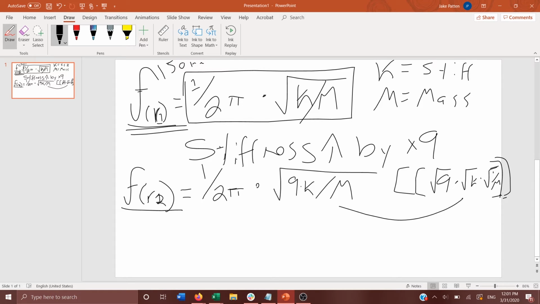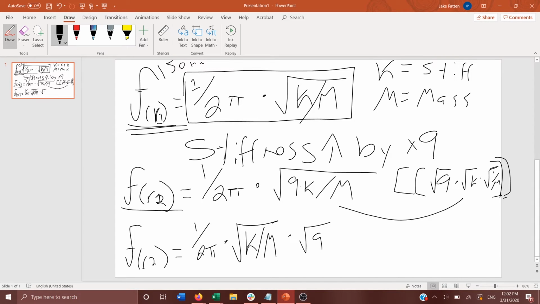So what you're going to want to do is rewrite FR2 as 1 over 2 pi, that can stay, multiplied by the square root of K over M, that can all stay, multiplied by the square root of 9. We're just pulling that out. The square root has to stay around it though. It doesn't get to run off scot-free. The root still has to be taken of it.